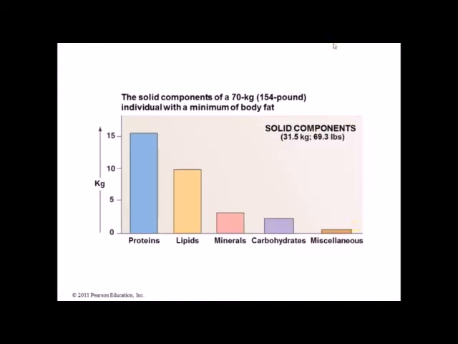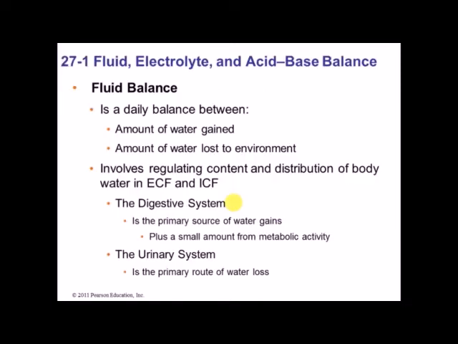If we look at a 155-pound or 154-pound individual who has a minimum of body fat, this is what their solid components are going to look like. The large majority is going to be the proteins, with lipids, minerals, carbohydrate, and miscellaneous filling it in. So about 69 pounds of that 154 pounds is going to be the solid components of their body.